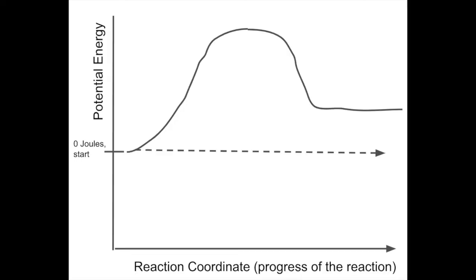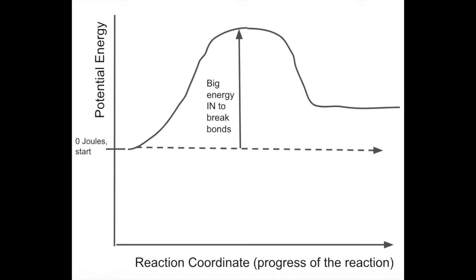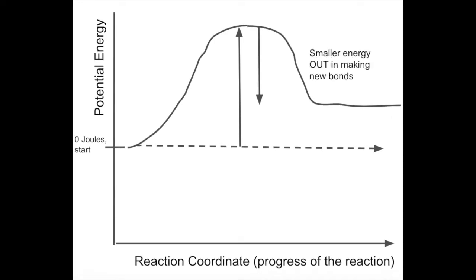Where is that energy coming from? Well, now this energy diagram looks a little different. It looks kind of like this. We put a lot of energy in to break those bonds, but then not as much energy gets released when you make new bonds. And where does that energy come from? Well, it comes from us. It comes from the outside. It comes from the thermometer.